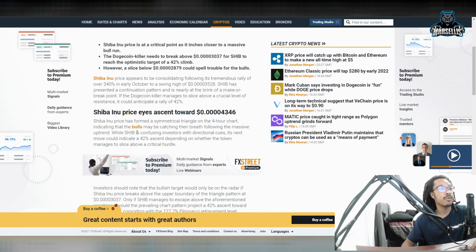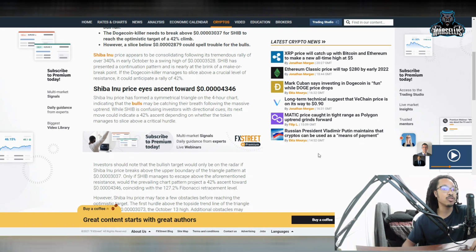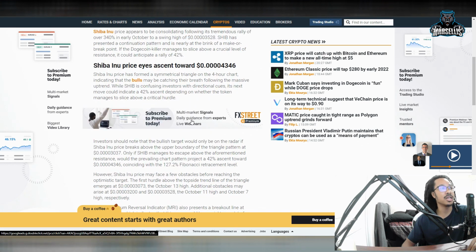Now, Shiba Inu price eyes ascent towards 43.46. So Shiba Inu price has formed a symmetrical triangle on the 4-hour chart, indicating that the bulls may be catching their breath following the massive uptrend, meaning this is a retracement period. So while Shib is confusing investors with directional cues, its next move could indicate a 42% ascent, depending on whether the token manages to slice above the crucial or the critical hurdle.